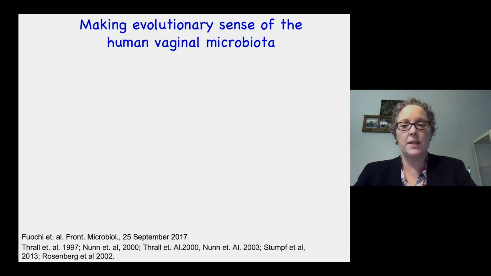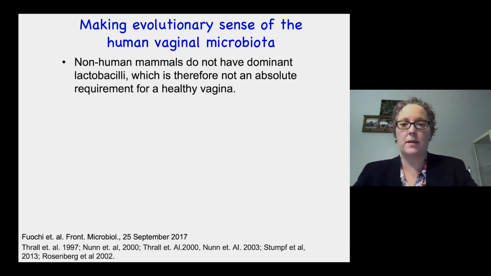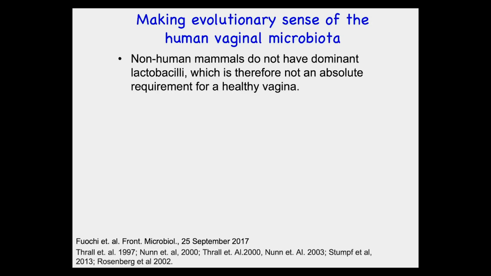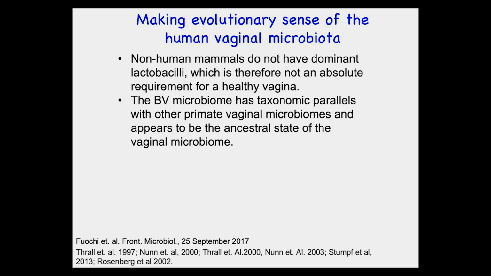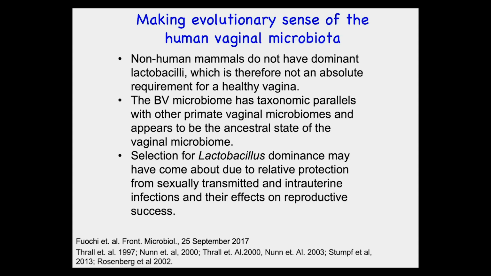So some things have been put forward in terms of making evolutionary sense of the human vaginal microbiota. Non-human mammals don't have dominant lactobacilli, which therefore couldn't be an absolute requirement for a healthy vagina. Another point is that the BV microbiome has taxonomic parallels with other primate vaginal microbiomes, as we just discussed, and may be the ancestral state. And finally, selection for lactobacillus dominance could have come about due to the relative protection afforded from sexually transmitted and intrauterine infections and their subsequent effects on reproductive success.